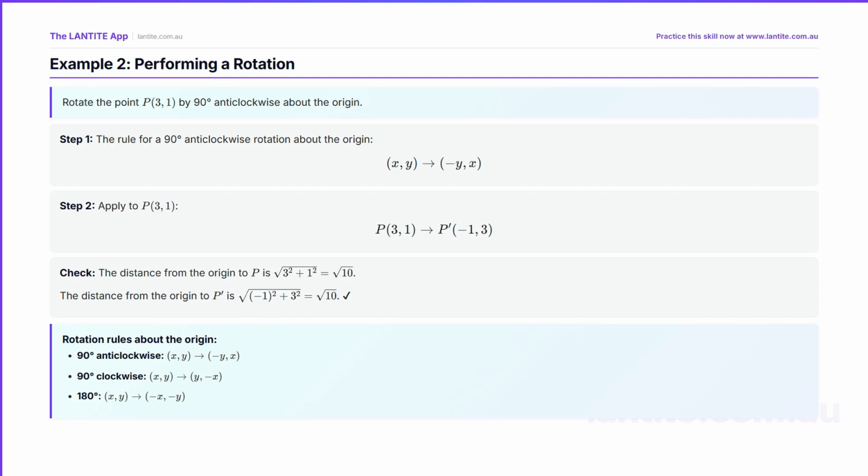We can check this is correct by verifying that the distance from the origin has not changed. The distance to P is the square root of 3 squared plus 1 squared, which is the square root of 10. The distance to P prime is the square root of (-1) squared plus 3 squared, also the square root of 10. The distance is preserved, confirming our rotation is correct. Learn the three key rotation rules shown here for the LANTITE.